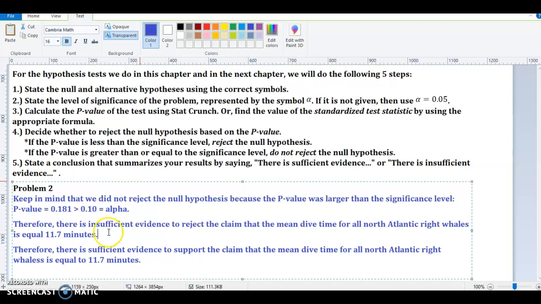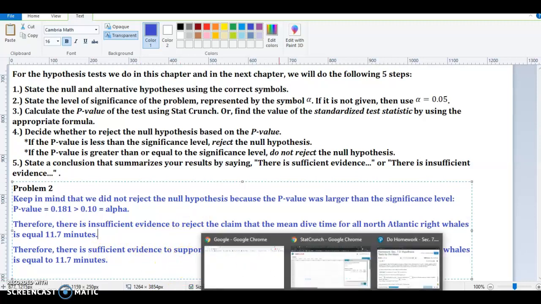Okay, in other words, so the claim was given in the null hypothesis, saying that the mean dive time was equal to 11.7 minutes. Okay, another way to state the conclusion is that, therefore, there is sufficient evidence to support the claim, okay, that the mean dive time for all North Atlantic right whales is equal to 11.7 minutes. So if you read these carefully, they're actually saying the same thing, right? In the first statement, we're saying there's insufficient evidence to reject the claim, okay, which is kind of like saying there is sufficient evidence to support the claim. Okay, so they're both saying the same thing.